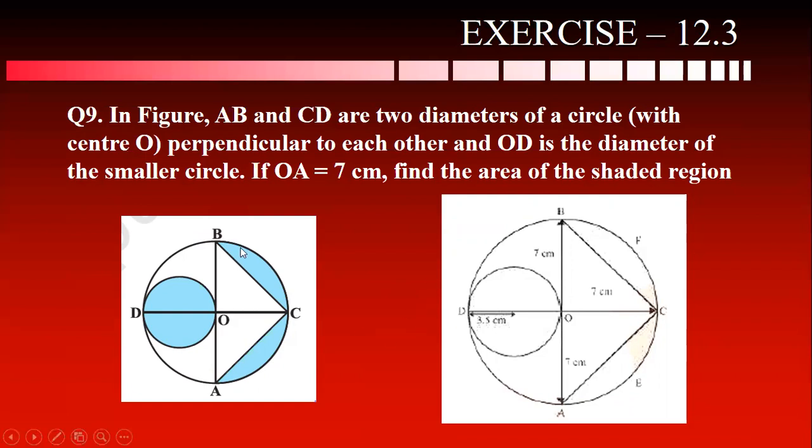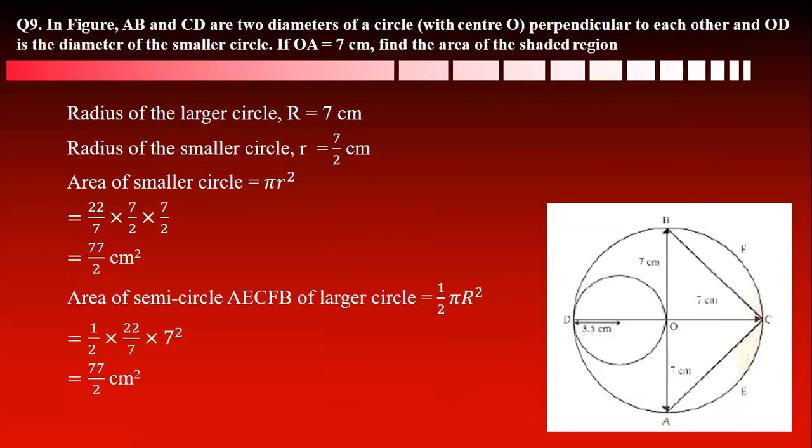The radius is given to be 7 centimeter. OA, so OB, OC, OD all are 7 centimeter. OD is the diameter of the smaller circle. If the diameter is 7, then the radius is going to be 7 by 2, which is 3.5. Now we take the radius of the larger circle to be capital R, 7 centimeter. Radius of the smaller circle is small r, 7 by 2 centimeter.